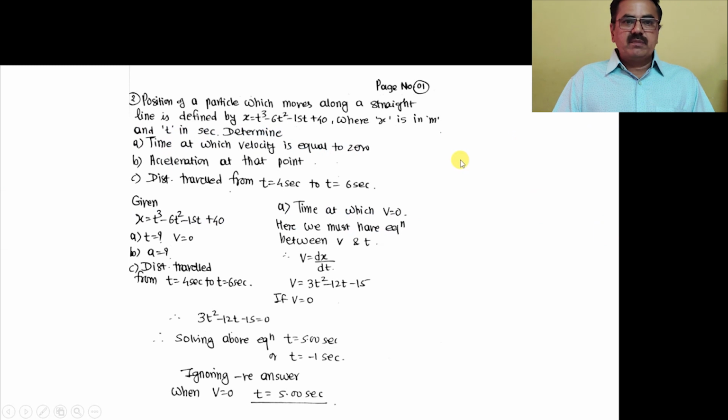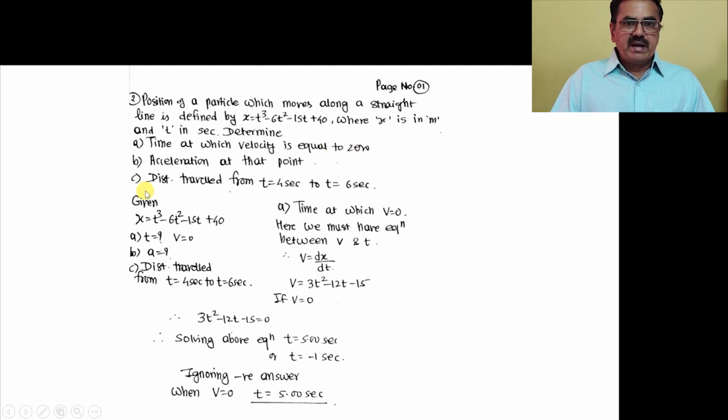Now this is the second problem. I am reading the statement. Position of a particle which moves along a straight line is defined by x is equal to t cube minus 6t square minus 15t plus 40, where x is in meters and t is in second. So determine the time at which velocity is equal to 0. So we will discuss one by one.